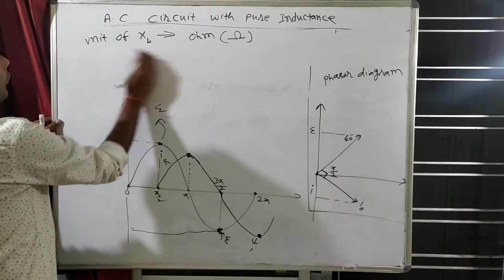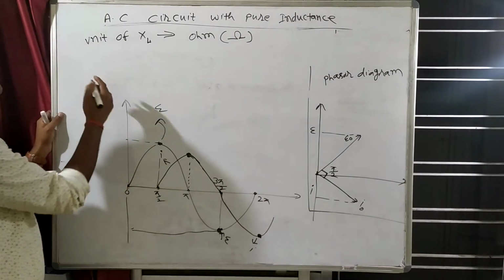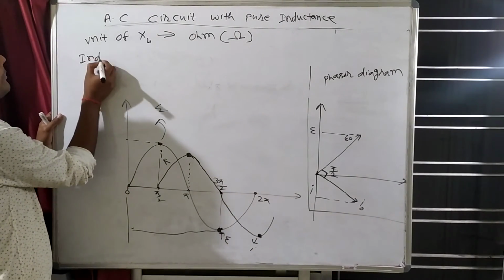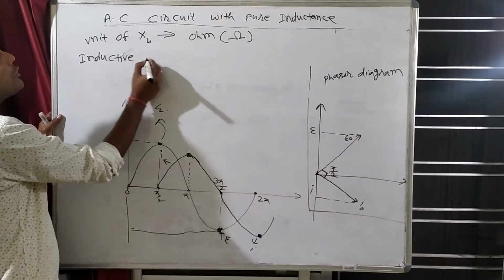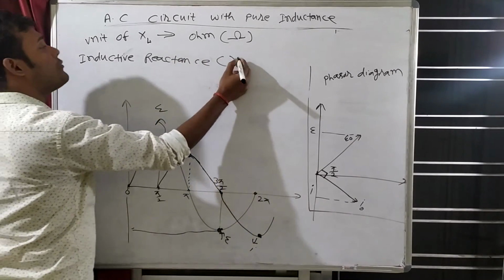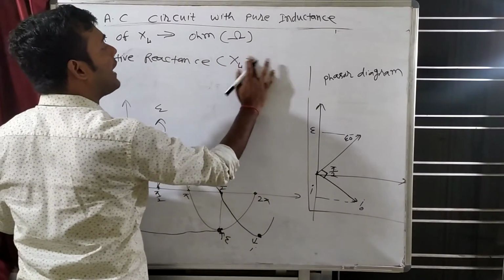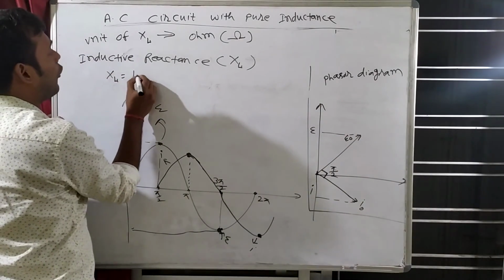And you all know why its name is reactance. Why is it named inductive reactance? So inductive reactance is XL. And what is the formula of XL? We all know that XL is equal to L omega.